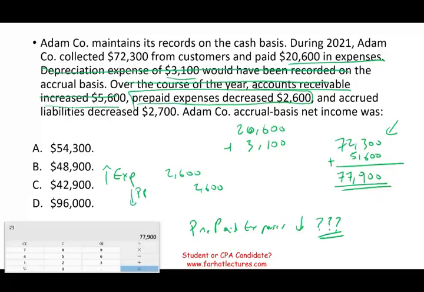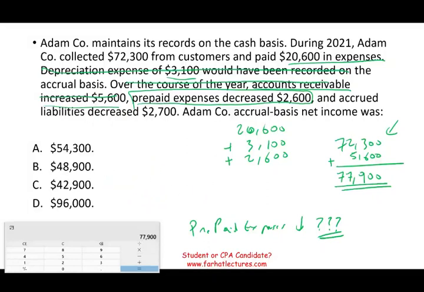If your prepaid expenses went down, it means you are expensing them. What does that mean? It means you are recording an expense that you are not paying in cash now. Notice you are increasing an expense, but you are not paying for it in cash. You are reducing your prepaid. Therefore, this is an expense from an accrual perspective. Therefore, you add 2,600 because your prepaid expenses went down. As a result, your accrual expenses went up. Okay, so the 2,600 is added.